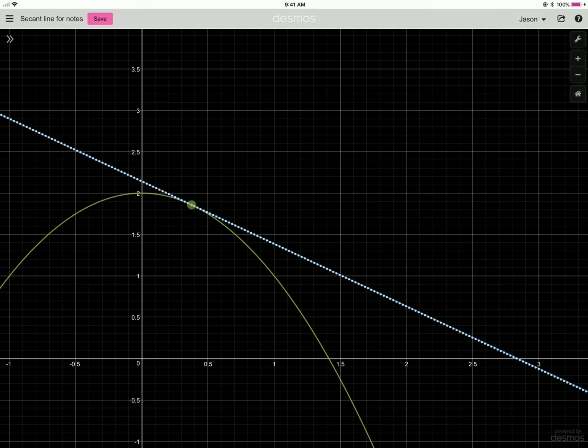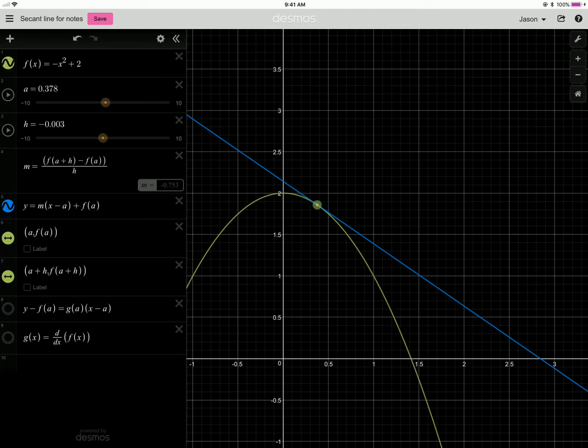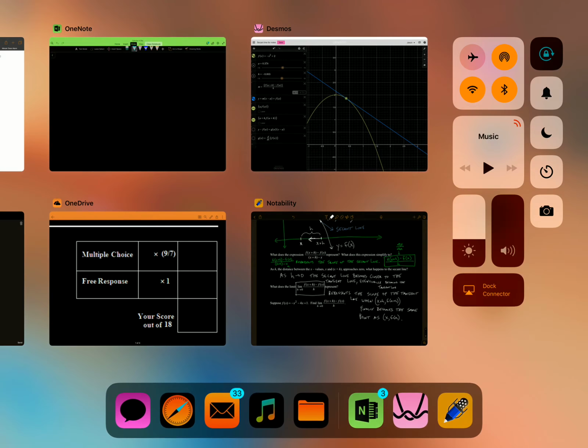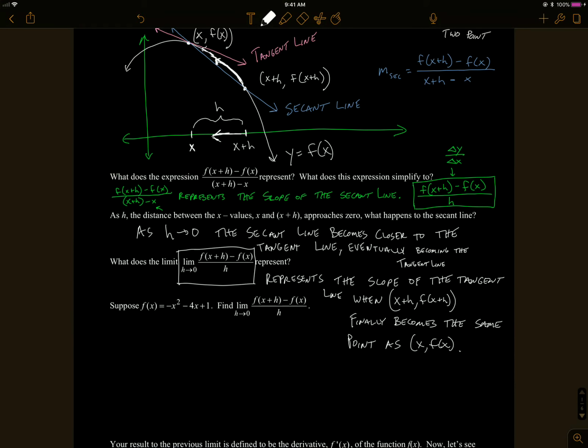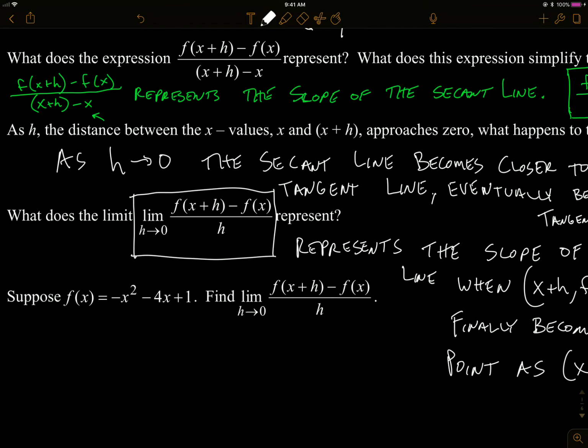And then if I turn off the tangent line, you can see the secant line is the tangent line. So that's how we find the slope of the tangent line. We're actually going to find the slope of the secant line over and over and take the limit as h goes to 0. So we're going to find what that slope is approaching. So that's that idea. Let's see if we can do a little bit of practice with this.